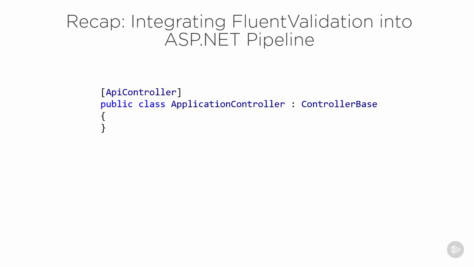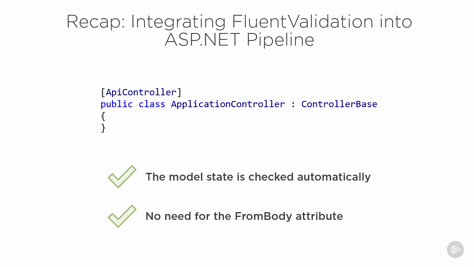We have also automated the model state checks using the API controller attribute. Now we don't even need to check the model state is valid property. The controller marked with this attribute does it for us automatically. We also don't need the from body attributes, since the controller now automatically infers the binding source for the incoming data.